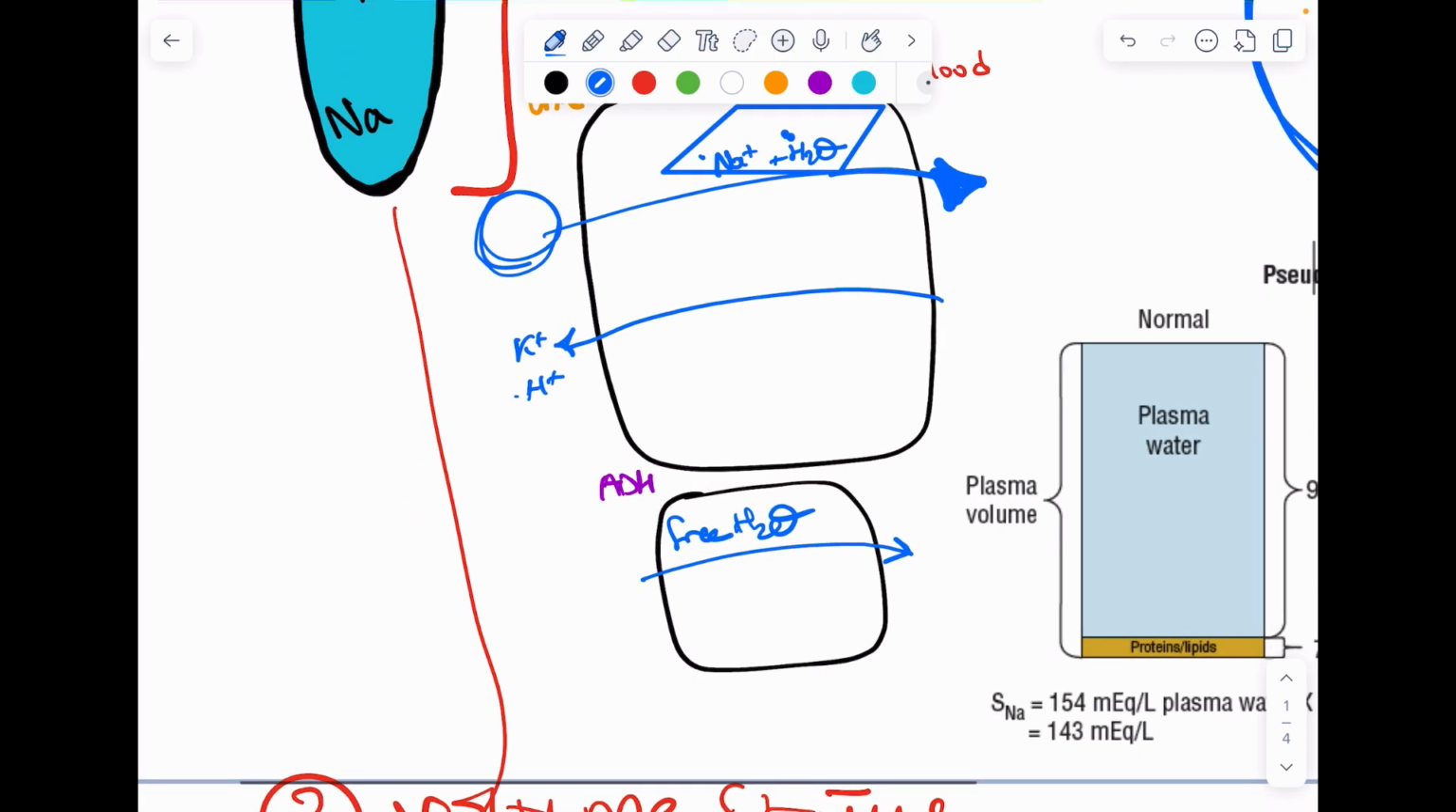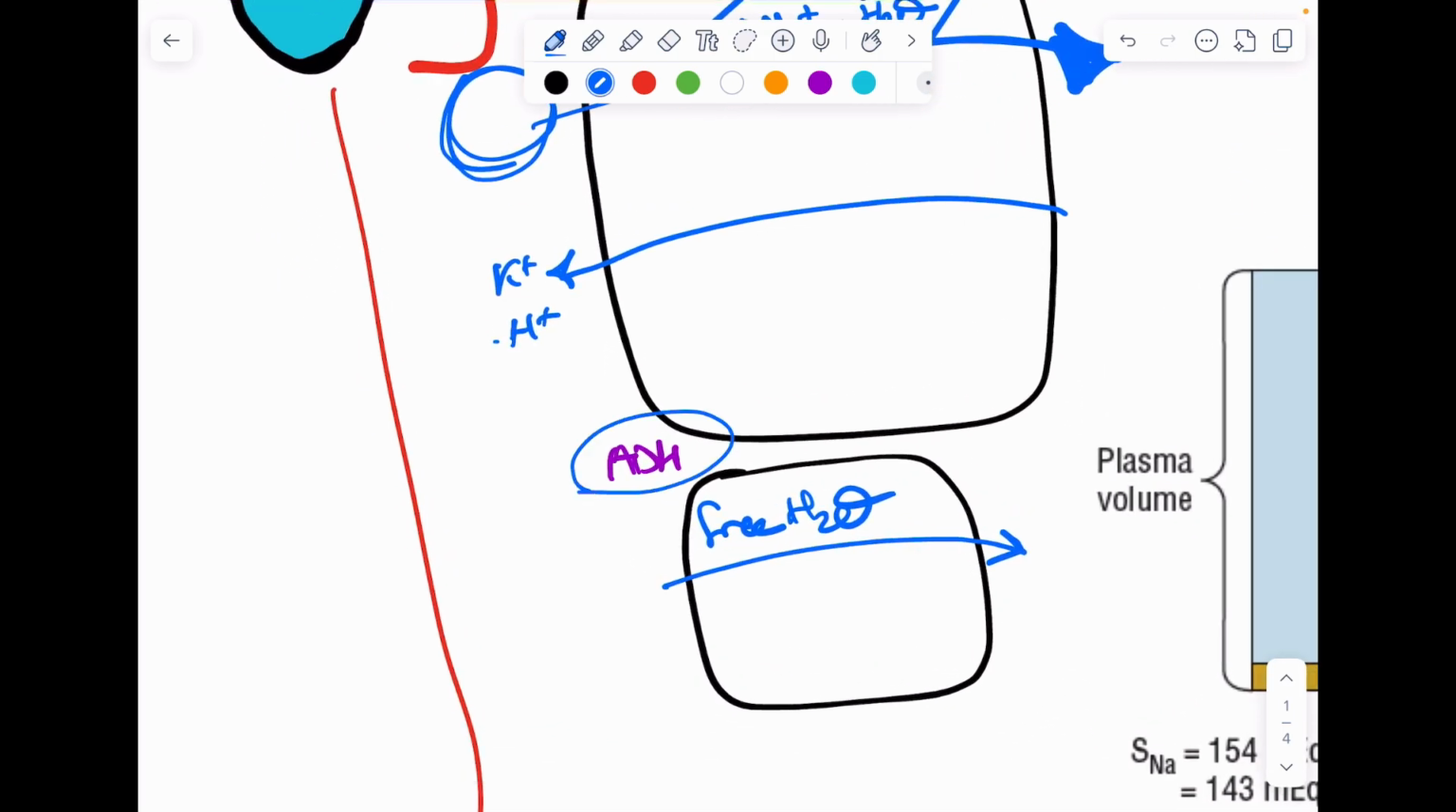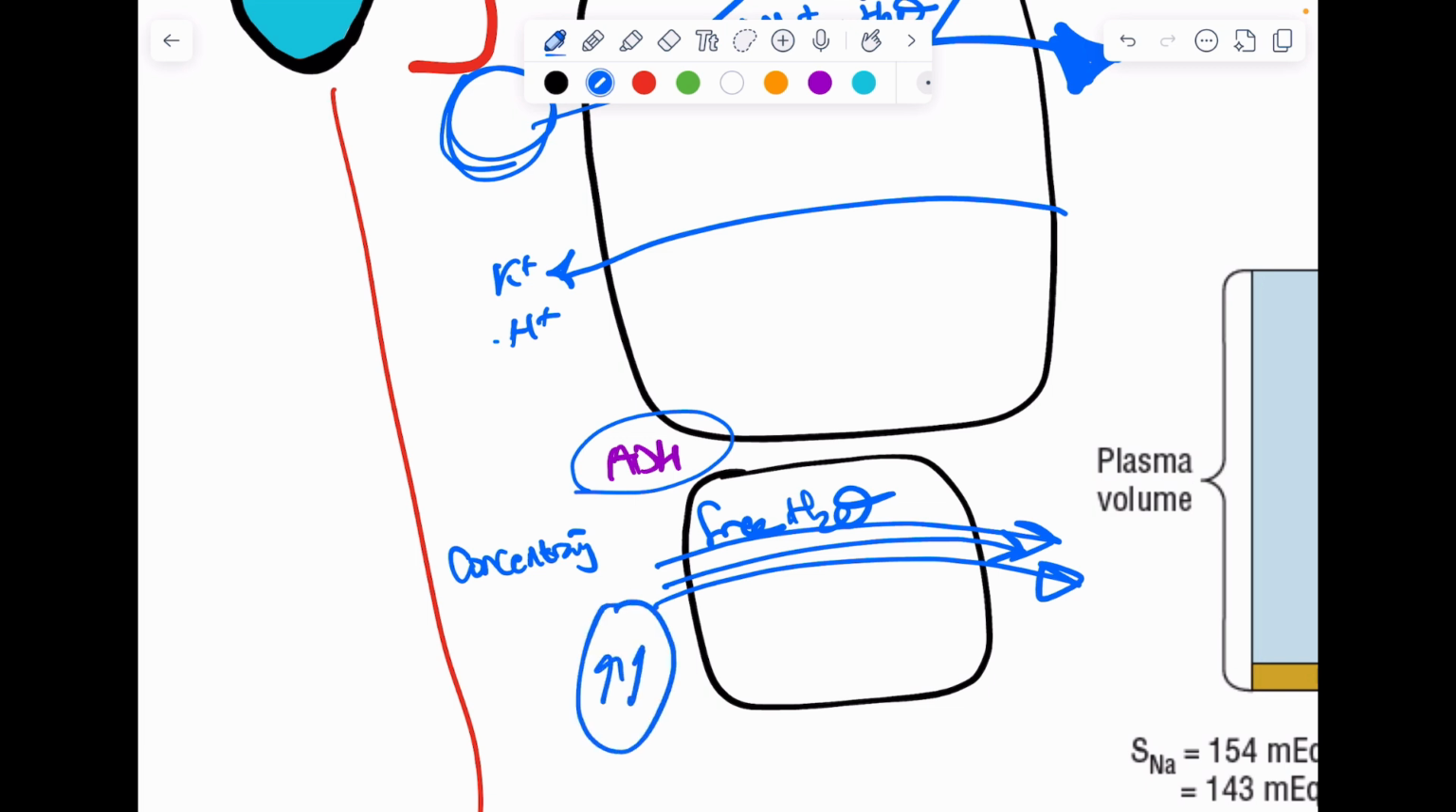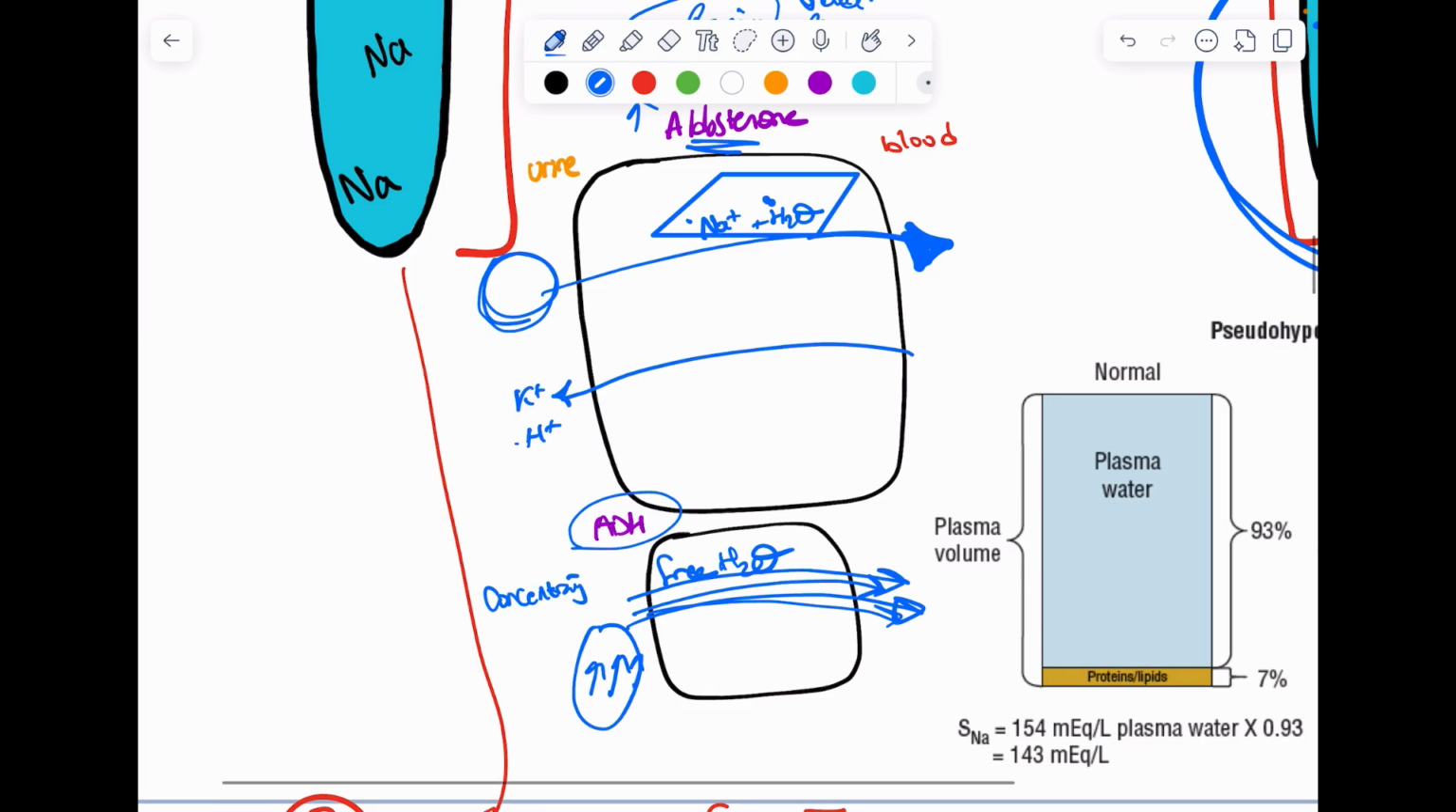And there's another hormone called ADH, or anti-diuretic hormone. As the name suggests, it's against diuresis, and that's responsible for concentrating the urine. That means it's gonna reabsorb all the free water and leave the urine highly concentrated with high osmolarity. It has nothing to do with sodium, it only reabsorbs free water into the blood. Okay?